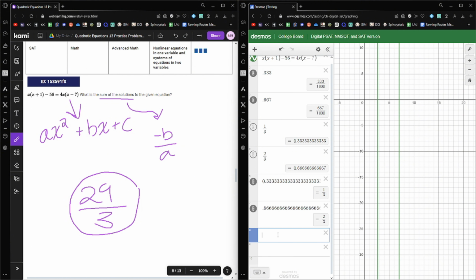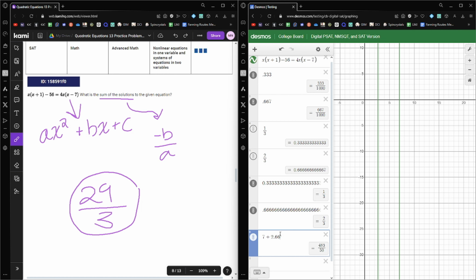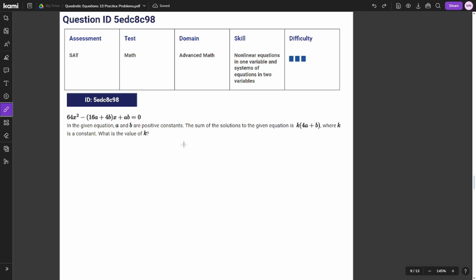I had 7 plus, hold on, can I not type? 7 plus 2.667. But once again, the fraction would be whatever that is and not 29/3. So instead, get rid of that and put a whole bunch of 6's, and we get that our answer is now 29/3.